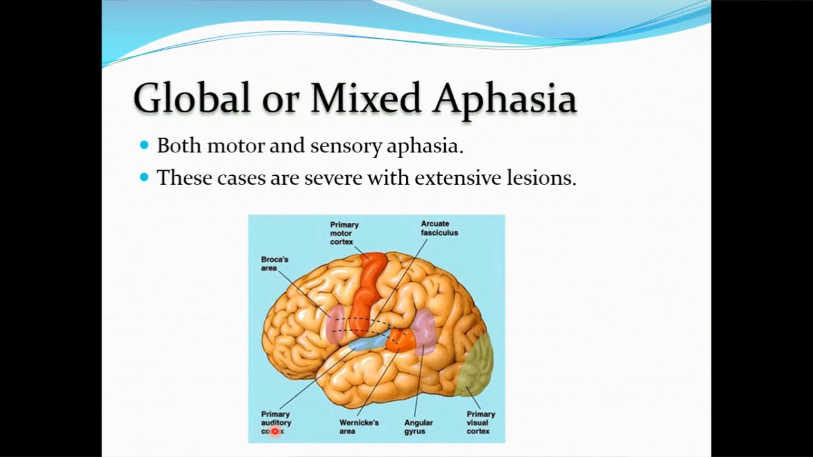All right. Now, you also get global or mixed aphasias, where there's both a motor and a sensory aphasia. These cases are severe with extensive lesions, and you can understand that because Broca's area is here, Wernicke's area is there. For somebody to have damage in both areas, there's not much of a chance that they're only going to have damage there and only damage there. What would lead to somebody having only damage in those areas? So for both areas to be damaged, it probably means that there's extensive damage around there affecting both areas.